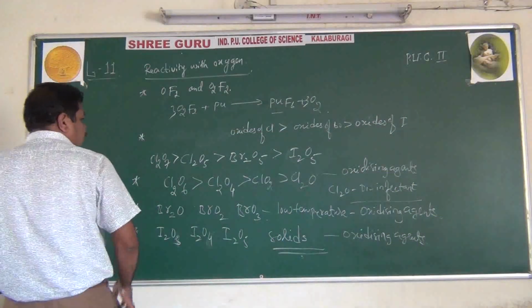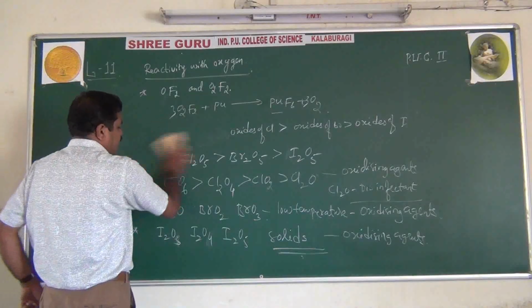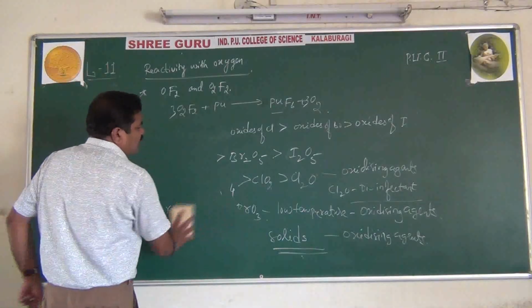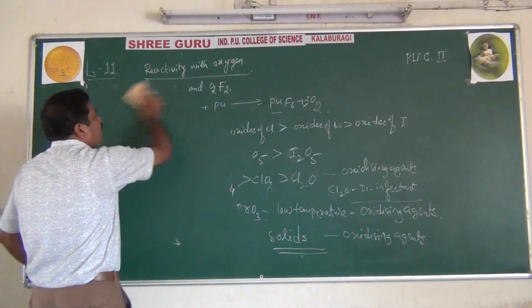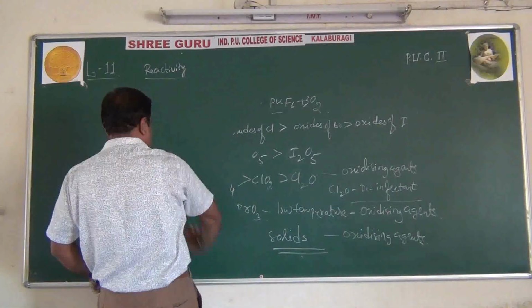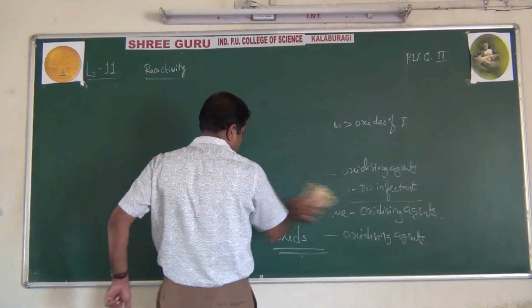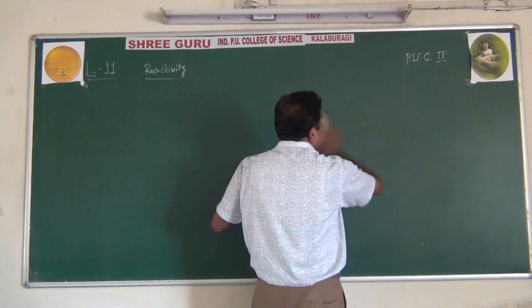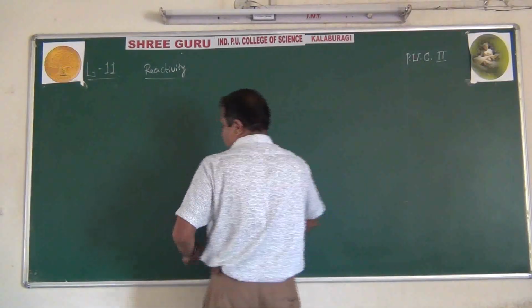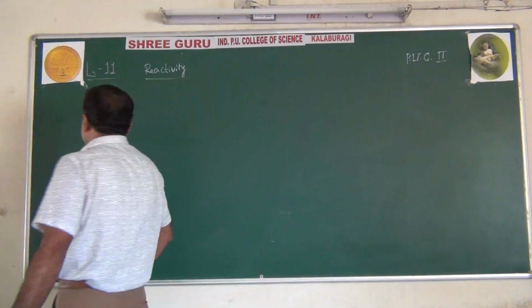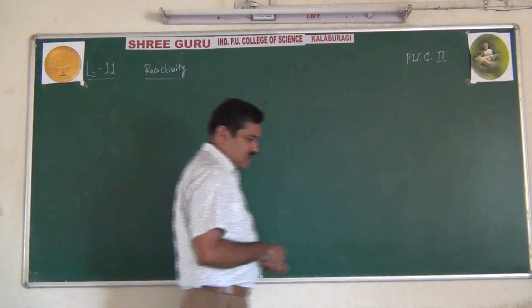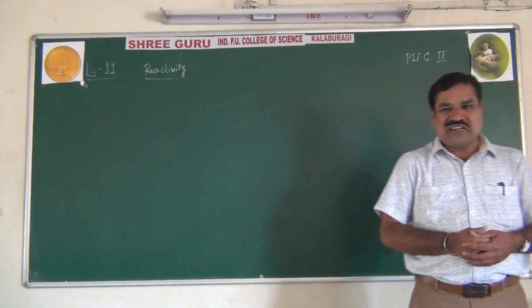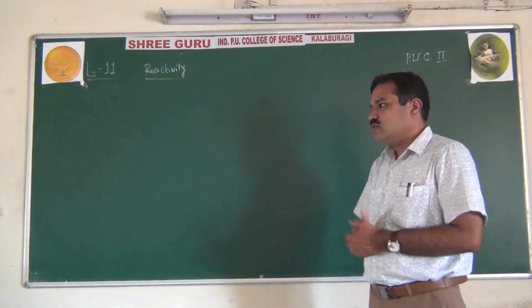Now students, coming to reactivity with the halogens, how do they react? With hydrogen, I told you they form their hydrides: hydrogen fluoride, hydrogen chloride, hydrogen bromide, hydrogen iodide. With oxygen, they form the respective monoxides, dioxides, trioxides, pentoxides and heptoxides.